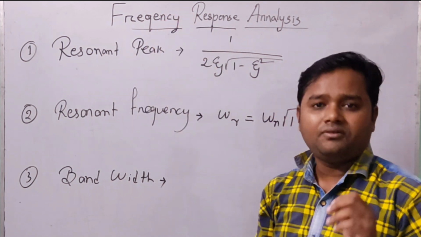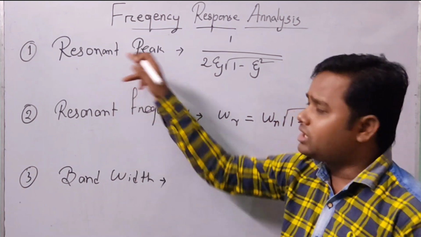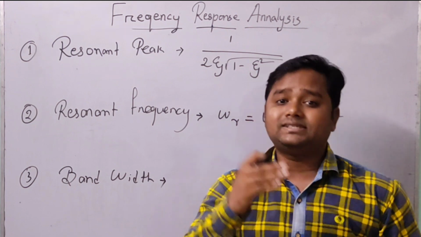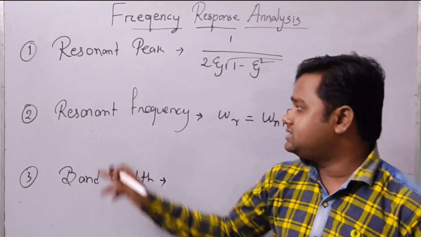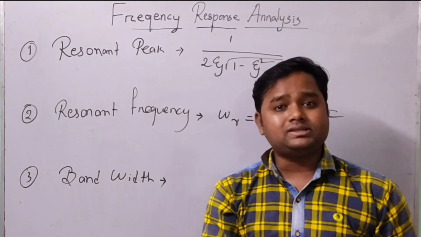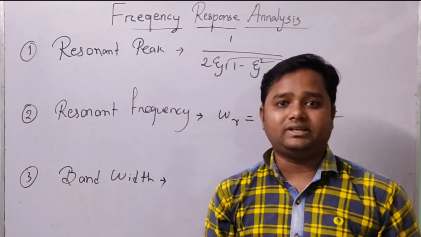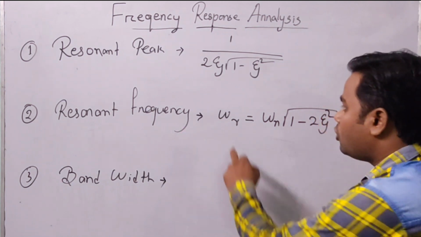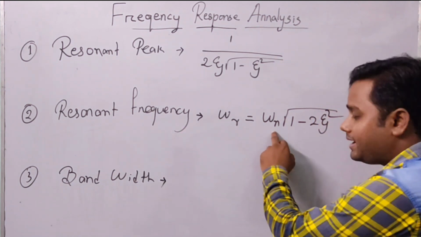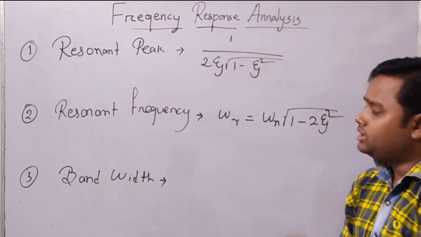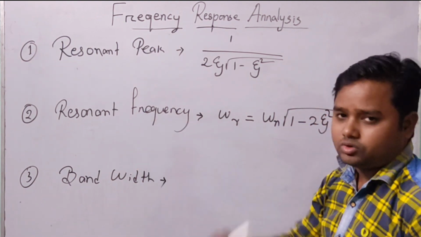Next point is resonant frequency. We have studied resonant peak. The frequency at which the resonant peak occurs is known as resonant frequency. That means this is the frequency at which the signal is at the maximum point. And the formula for the resonant frequency is omega r is equal to omega n into the square root of 1 minus 2 zeta square. This is the formula for getting the resonant frequency.